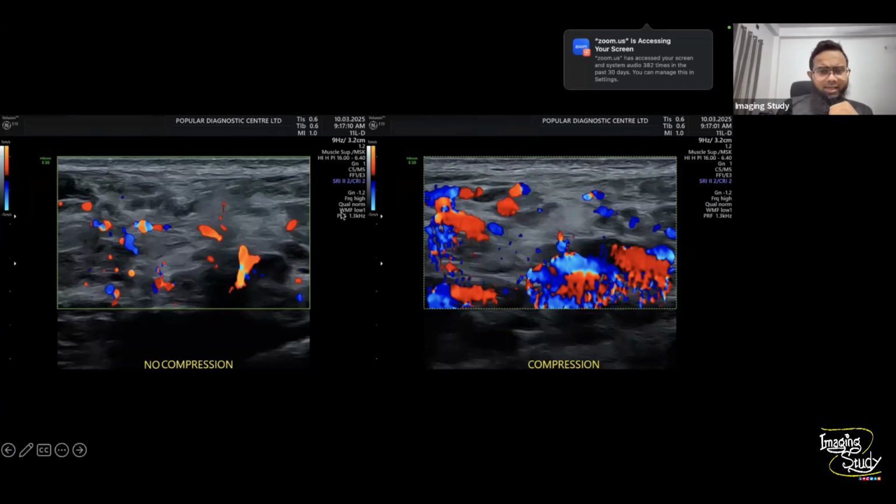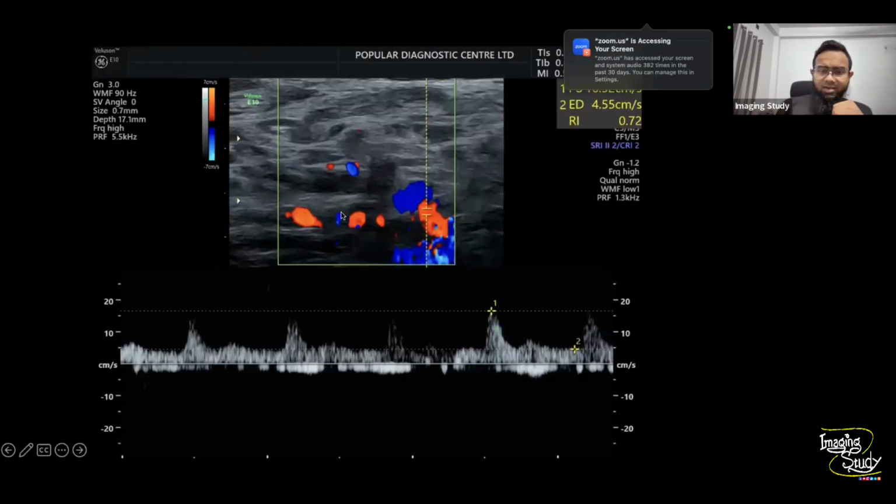So we have taken a sample from the arterial section. You can see the venous flow on the opposite side of the baseline, and above the baseline you can see the arterial flow with a good amount of monophasic flow pattern, and the resistive index was 0.72. So these are all the supplying arteries.